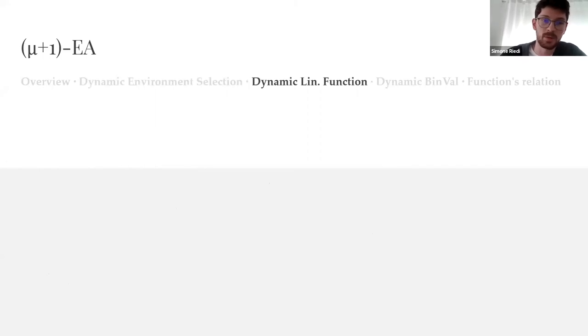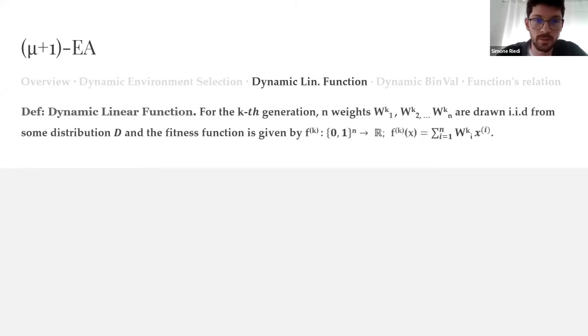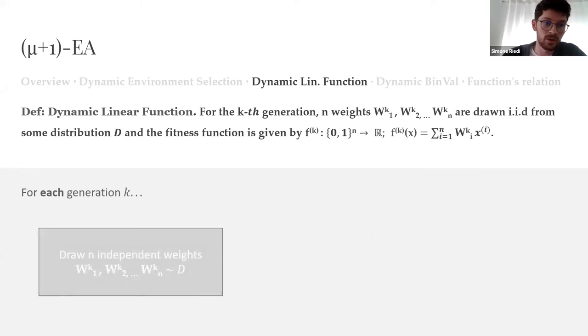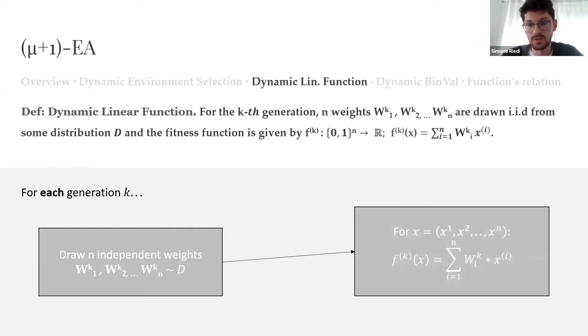Okay, as promised, I'm going over some of the dynamic functions. The first one I'll be covering is the dynamic linear function. The dynamic linear function in the kth generation starts by drawing n weights at random from some distribution D, which is given as input, and then computes the fitness value of a given individual X as a weighted sum of the entries of X given the drawn weights. So in a pictorial fashion, for each generation k, I want to emphasize that we have to draw new weights again from this distribution. And we use these newly drawn weights to compute the fitness value of a search point X using this weighted sum.